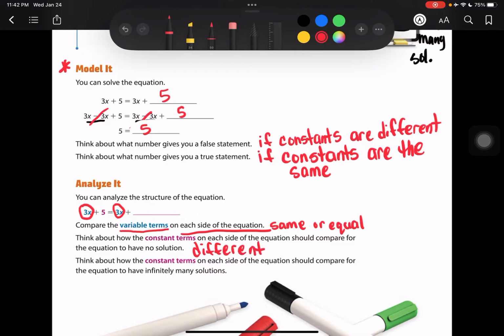It said think about the constant terms on each side of the equation for the equation to have infinitely many solutions. That means the constants are what? The same. The constants are the same. So remember, infinitely many solutions, constant terms are the same. For no solution, the constant terms are different. So please make sure you know that information because it's very important.